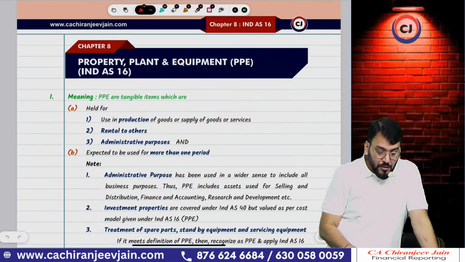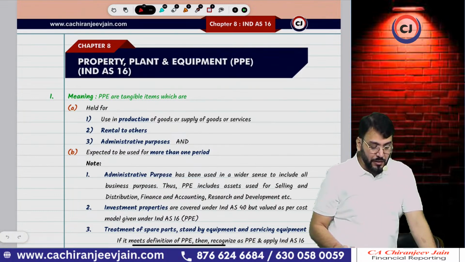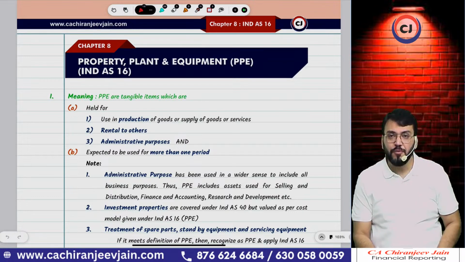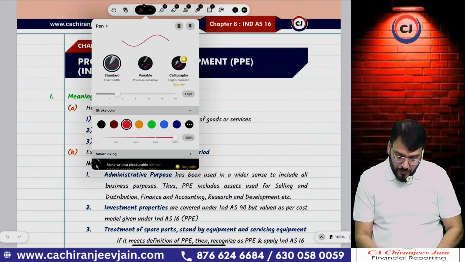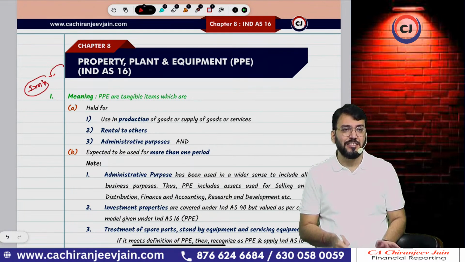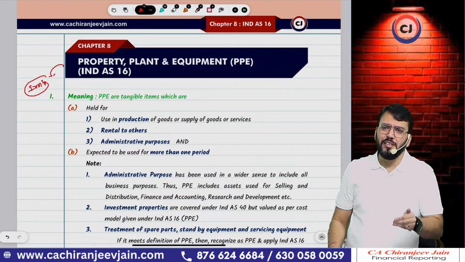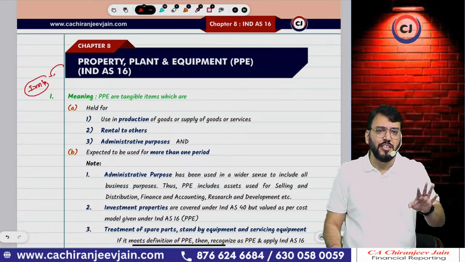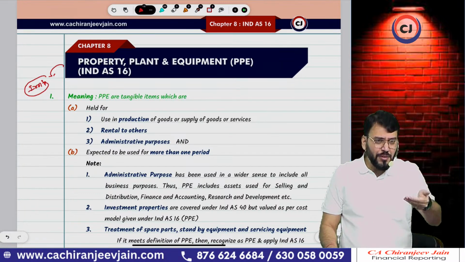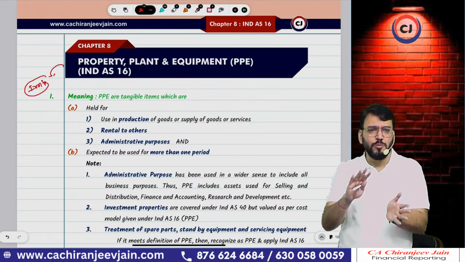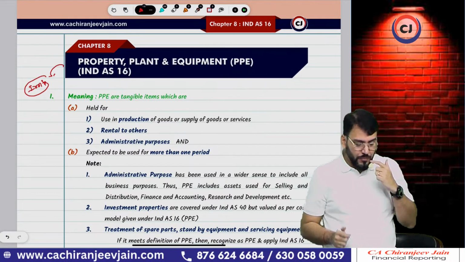Yes, sir. Now let us start a new chapter, property, plant and equipment. Important chapter from exam point of view. Why important? Because if you have understood Ind AS 16, then you will also understand Ind AS 38 intangible asset, because most of the points of Ind AS 16 and Ind AS 38 are the same. Then Ind AS 40 also you will be able to understand, because that is for investment property. In that also most of the points are the same.